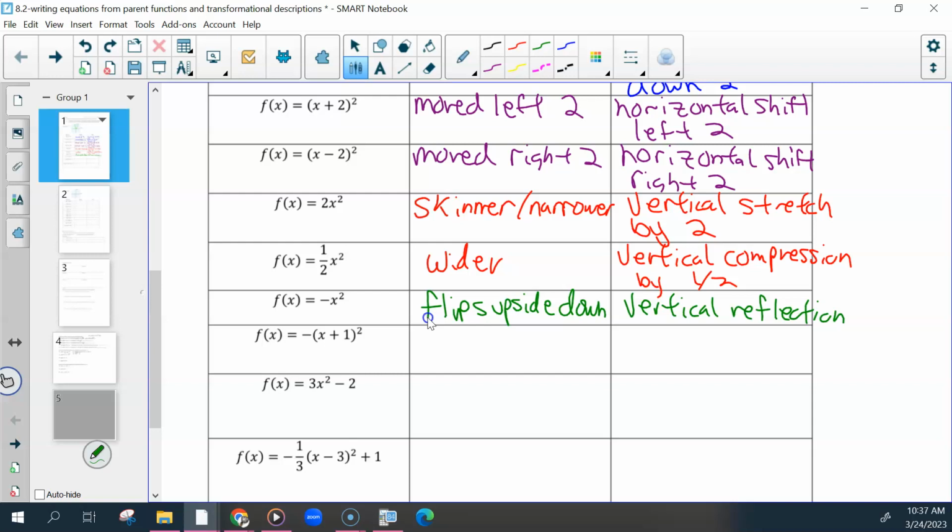So that basically takes care of all the different types of transformations: shifts, vertical and horizontal, compressions and stretches. We're just talking about vertical. There are horizontal, but you'll deal more with that in Algebra 2. And then reflections. Do we have questions on any of those before we do some mixed ones?